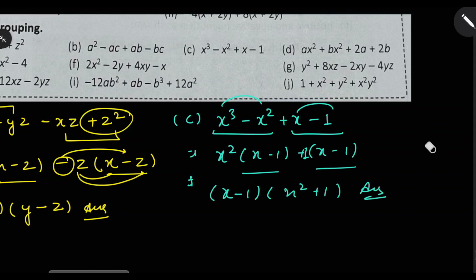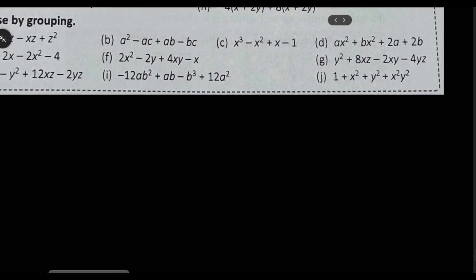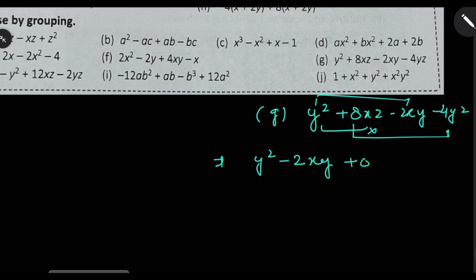So now let's move to the next question. Note it down quickly. Let's do question number G. Question number G is saying y square plus 8xz minus 2xy minus 4yz. As you can see here there is no common, so we will try to common these two terms, and we will try to common these two terms. So let us see, y square minus 2xy plus 8xz minus 4yz.